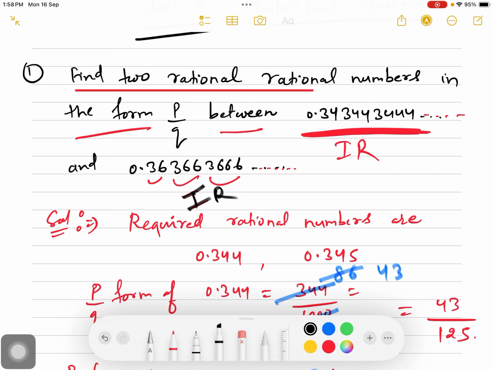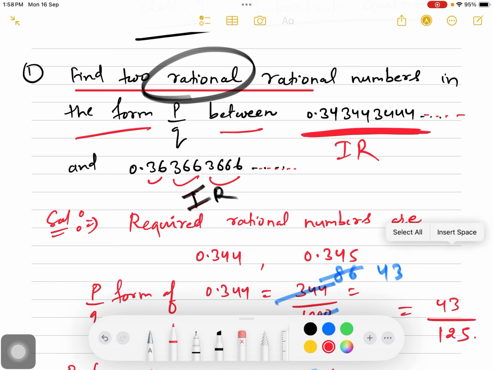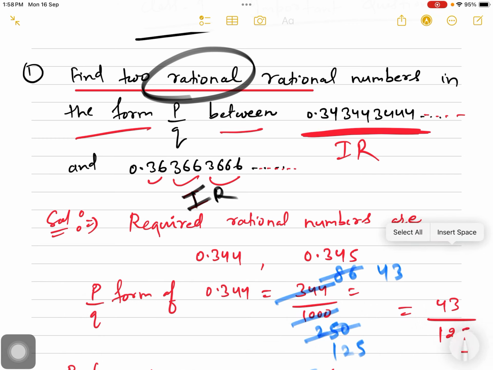So between these two irrational numbers, we have to find two rational numbers. Okay, so what do you mean by rational numbers? Rational numbers can be terminating or non-terminating. Terminating means the division gets over, but if it is non-terminating, it should be recurring. Okay, that similar pattern should repeat in the quotient.